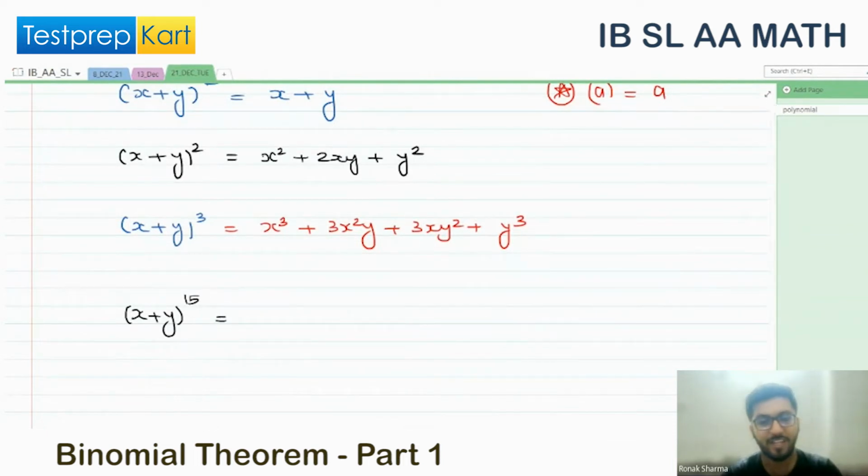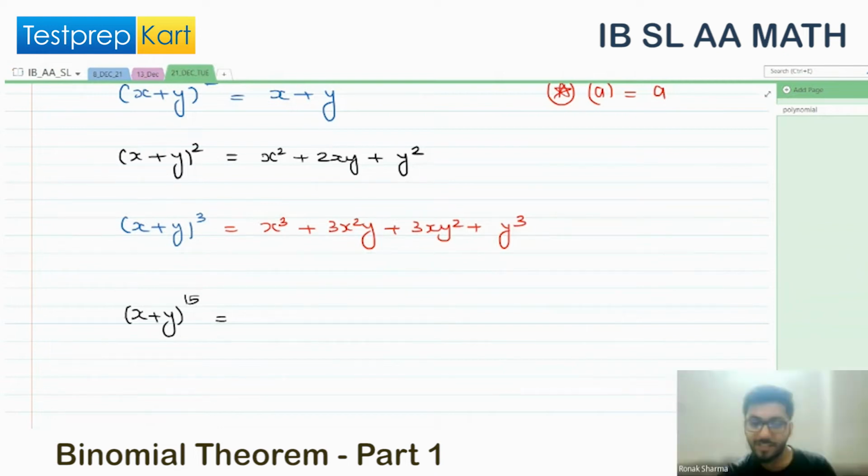Even x plus y cube we are not able to remember, not even x plus y square. X plus y square you should remember. But even the cube thing is difficult. So what about the power 15, 20, 100,000? Then how many terms are going to be there and how to write the terms? Definitely we don't want to do it manually. So we want a formula that can give us the number of terms and each and every particular term, yes or no.